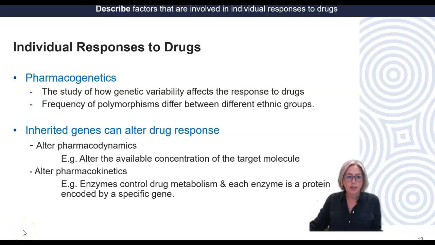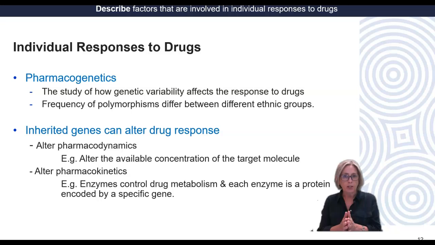Now, pharmacogenetics is the study of how genetic variability affects the response to drugs. And the frequency of polymorphisms between different ethnic groups and between different races also contributes to difficulties in individualizing drug therapy. So our inherited genes can alter drug response. For example, they can alter pharmacodynamics, so the effect that the drug has on the body. For example, they can alter the available concentration of the target molecule.